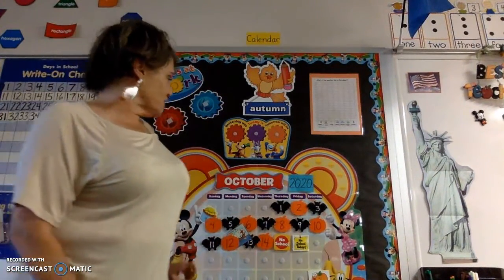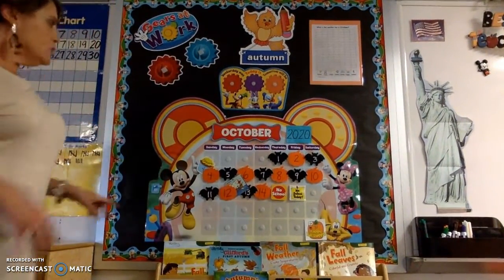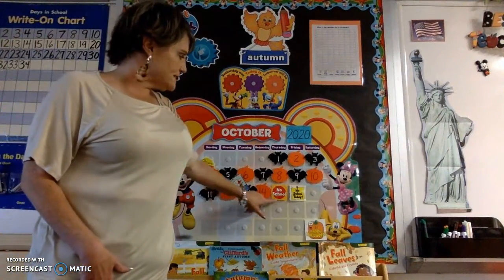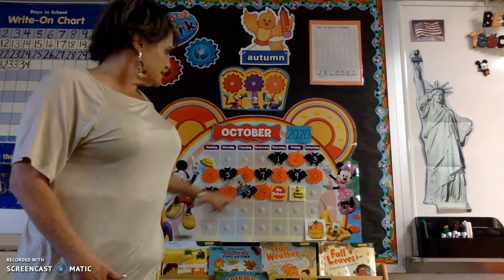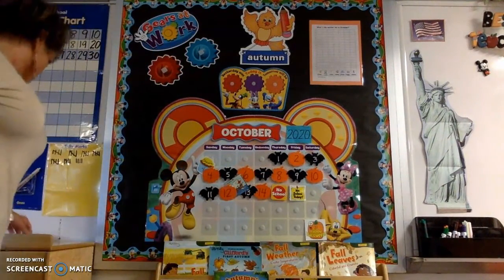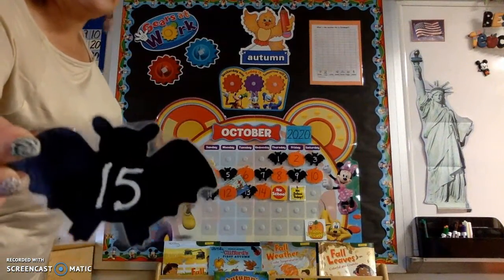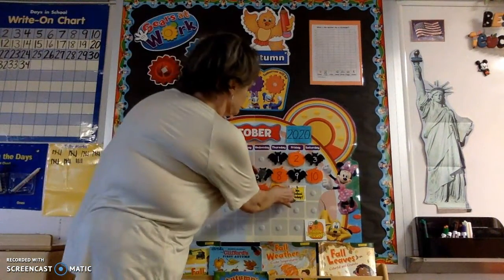Okay, friends, it is October. We have a lot of days that we need to add to our calendar. So, what comes after 14? We did not have school. Let's start with 10. 10, 11, 12, 13, 14, 15. So we have 15. A 1 and a 5 goes right here.